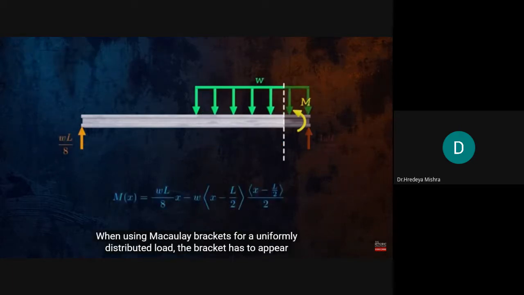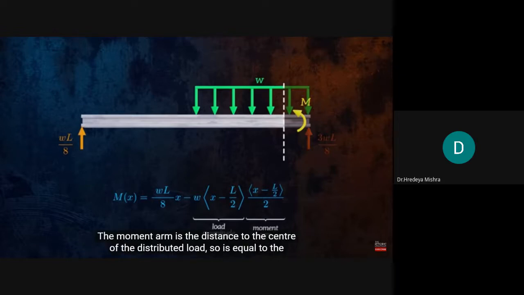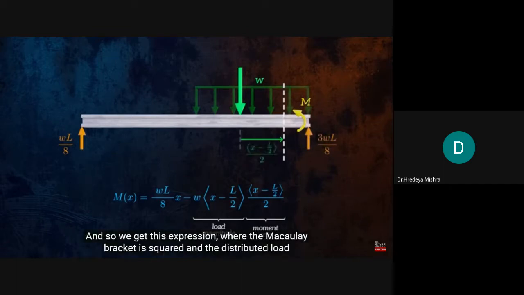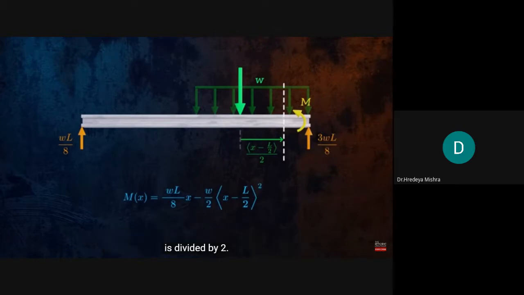When using Macaulay brackets for a uniformly distributed load, the bracket has to appear twice, once in the magnitude of the load and once in the moment arm. The moment arm is the distance to the center of the distributed load, so is equal to the length over which the load is applied, divided by 2. And so we get this expression, where the Macaulay bracket is squared, and the distributed load is divided by 2.